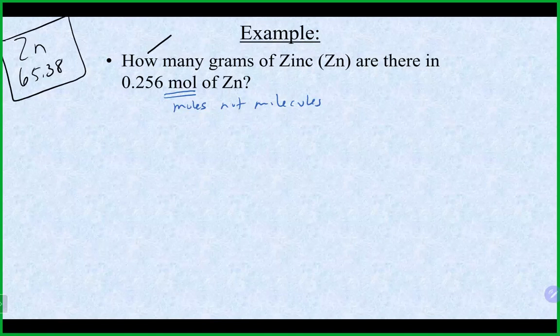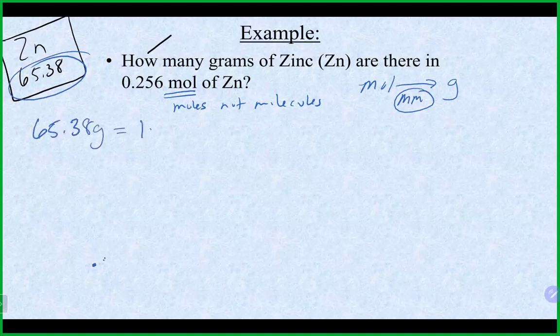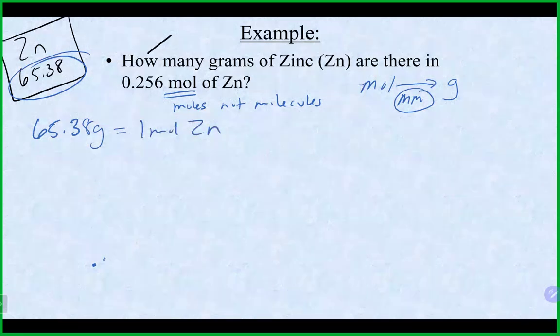This is really just moles, and I want grams, so it's really just this conversion going from moles to grams. Again, a reminder, that is the molar mass from the periodic table that's going to allow you to do that. Here we would go there to zinc and get our conversion factor. That's 65.38 grams equals 1 mole of zinc. And again, we're going to use that just as a conversion factor.